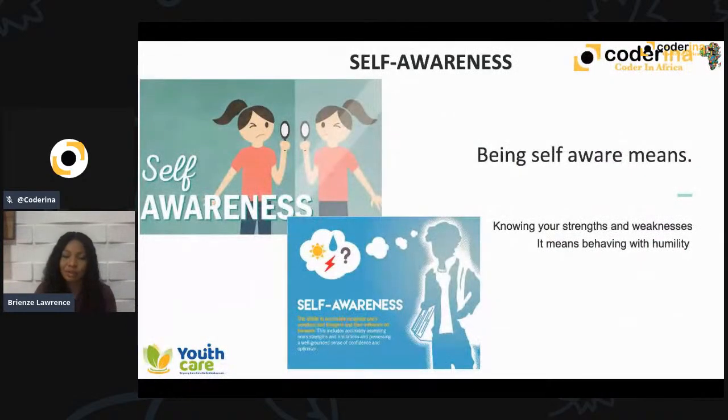Now, self-awareness, which is what we're going to be focusing on today. How do you know you're self-aware? Being self-aware means knowing your strengths and your weaknesses. It means behaving with humility. Just to give you a bit of what being self-aware means, self-awareness is the ability to recognize one's emotions and thoughts and their influence on behaviors. These include accurately assessing one's strengths and limitations and possessing a well-grounded sense of confidence.